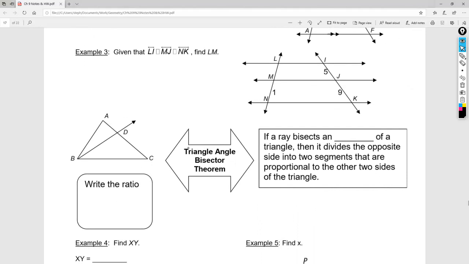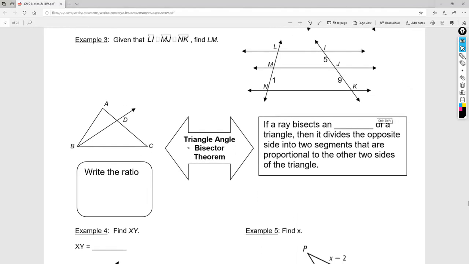Alright, so a few examples with the parallel lines. So first, given that LI is parallel to MJ, which is parallel to NK, they want us to find LM. Right, so this is what I'm searching for. So I know that 1 is to x as 9 is to 5. So that means 9x is 5, so x is 5/9. So that would mean LM is 5/9. Perfect.